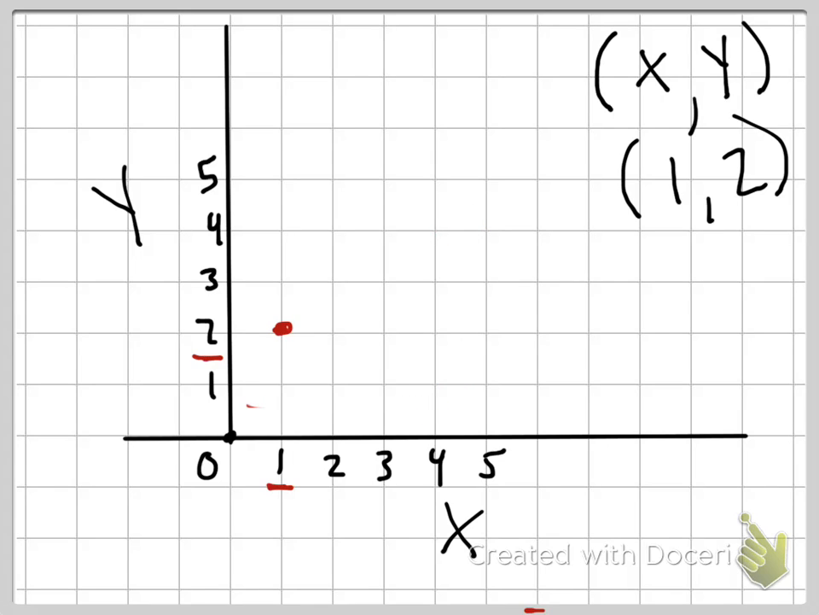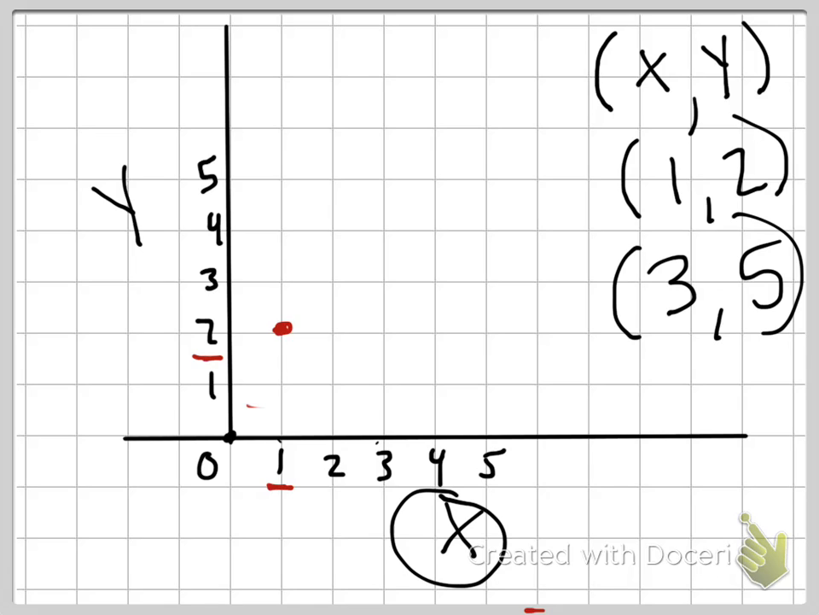So let's try another one. We'll do 3, 5. So think to yourself where that would be. And then let's try it. You would go in 3 on the x-axis, 1, 2, 3, and we're on the x side. And then you'd go up the y-axis 5, 1, 2, 3, 4, 5, and you would draw a dot. And you've just plotted 3, 5.